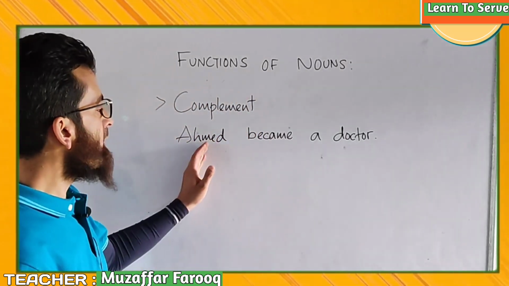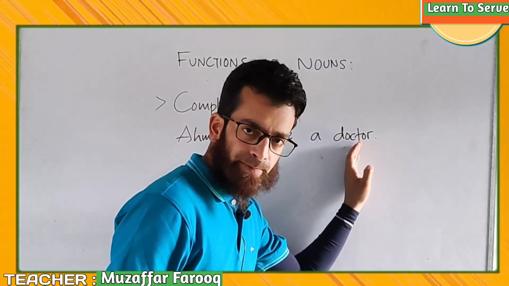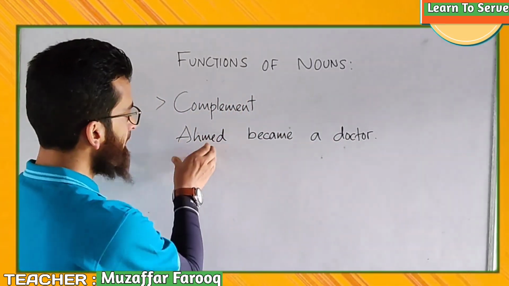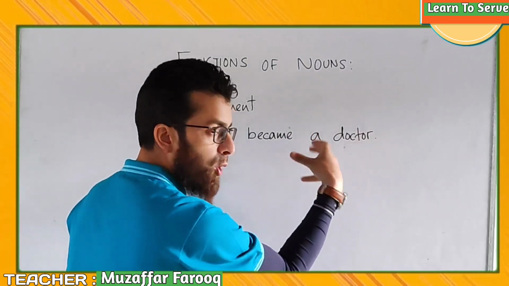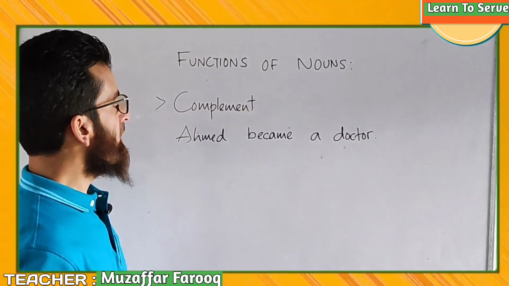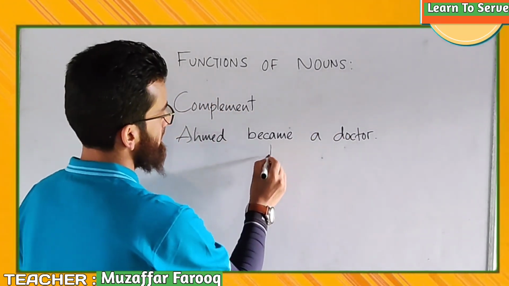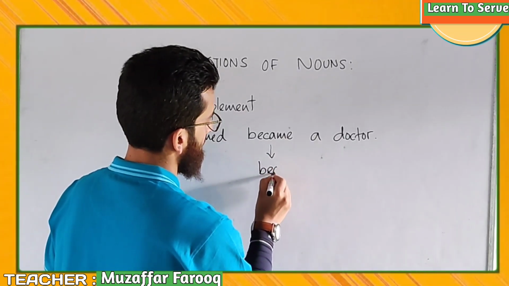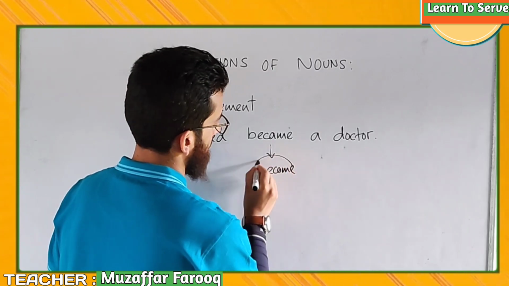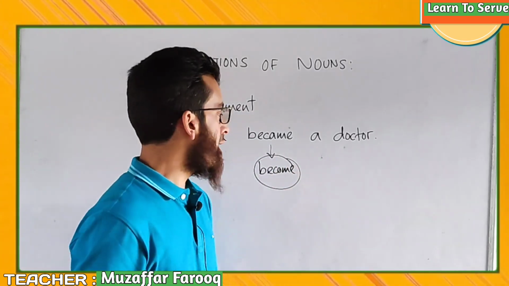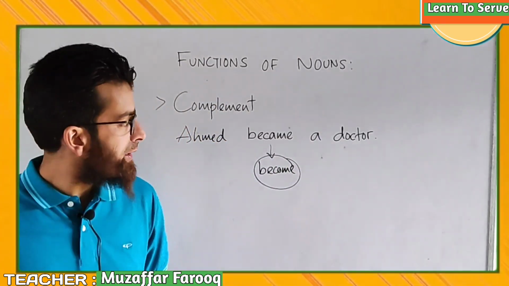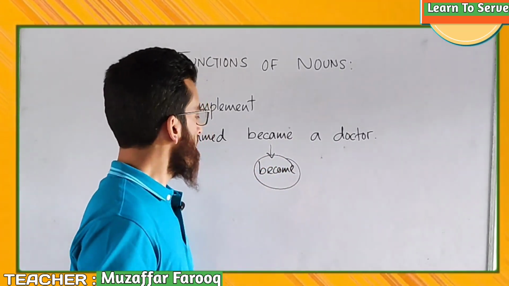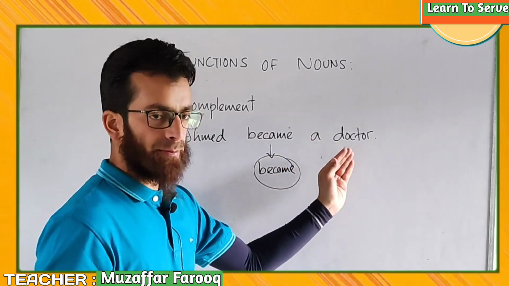I wrote, Ahmed became a doctor. I have written on the board, you can see, Ahmed became a doctor. Now, you have the verb became, it is the main verb, it is become. इसका base form है, and became is the past form of become. So Ahmed became a doctor.